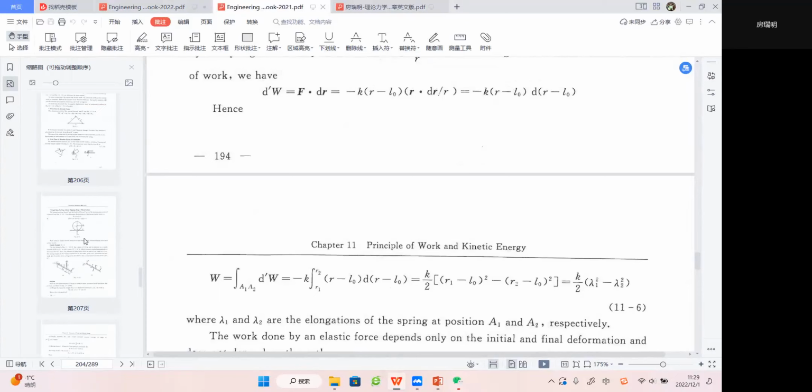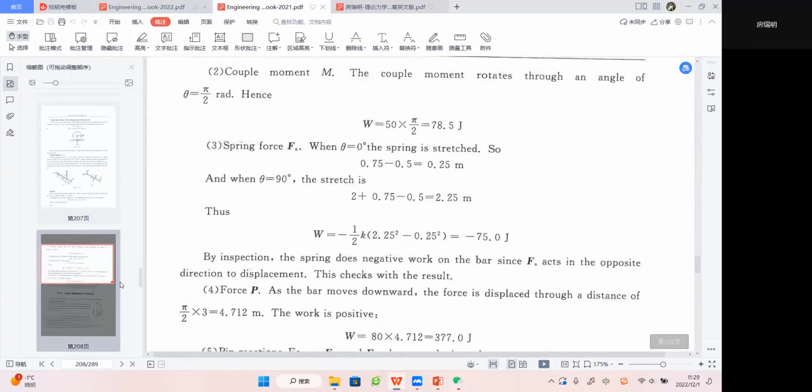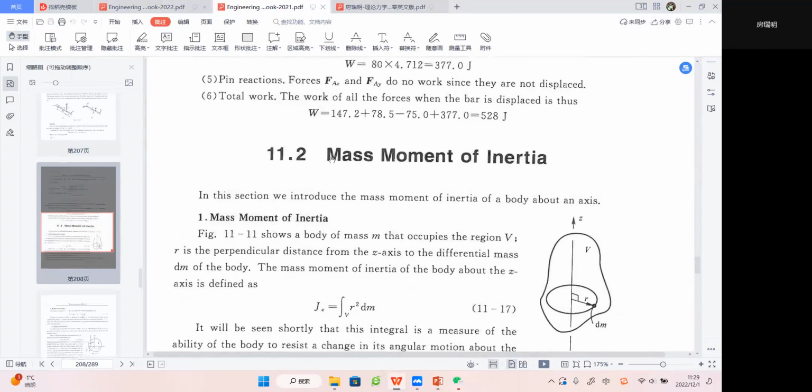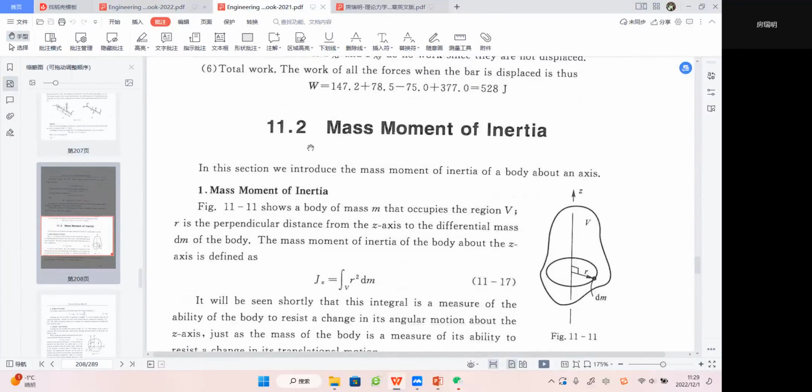So here we should first learn what it is. First, I will introduce to you what the mass moment of inertia is. Please, all of you, try to follow me. If you are still confused about what I'm talking about, please take your time, come back to here, and read by yourself. Okay?